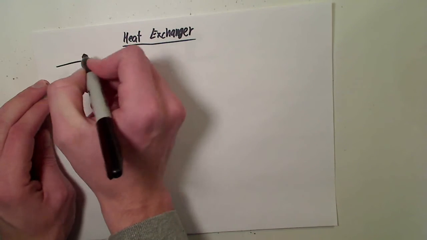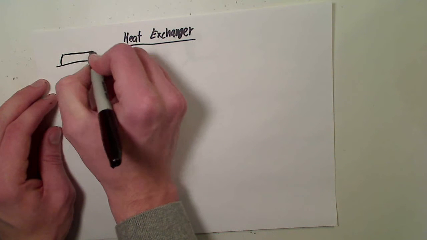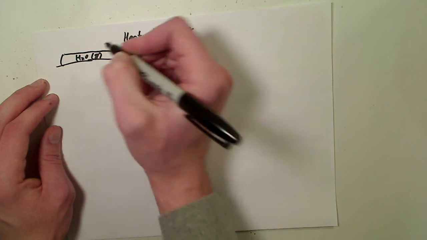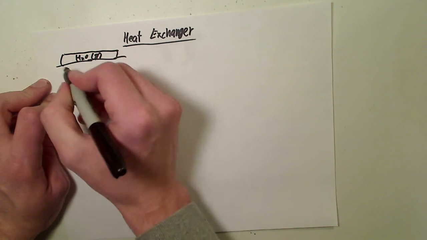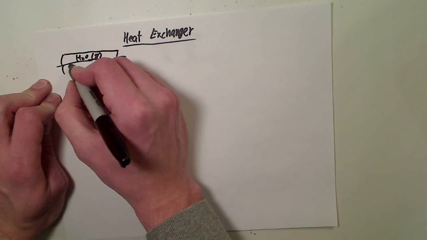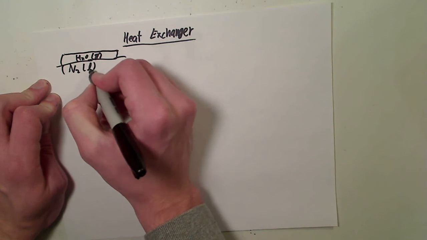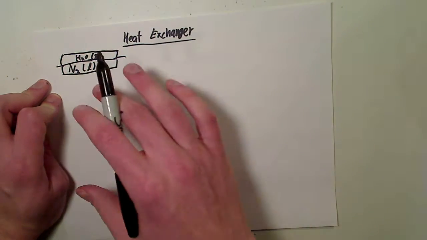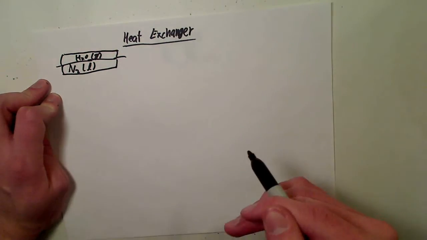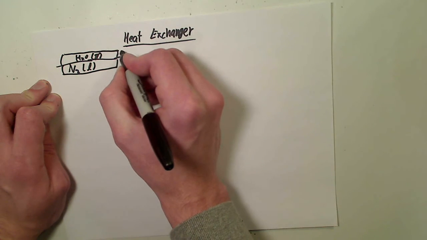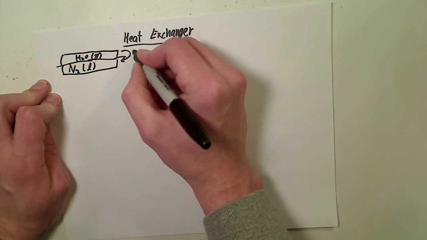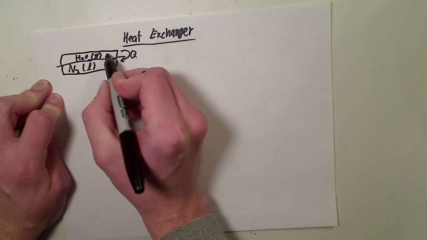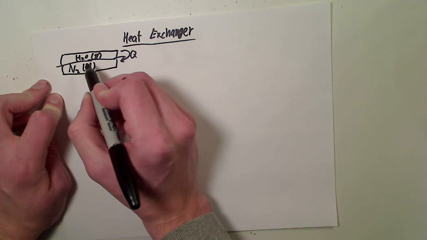So let's just say we have a pipe of steam, and then it comes in contact with another pipe of liquid nitrogen. Now obviously steam is very, very hot, whereas liquid nitrogen is very, very cold. So heat's going to want to go from the water to the nitrogen. There's going to be a heat transfer here. So there's going to be a heat loss of the water. There's going to be a heat gain of nitrogen.